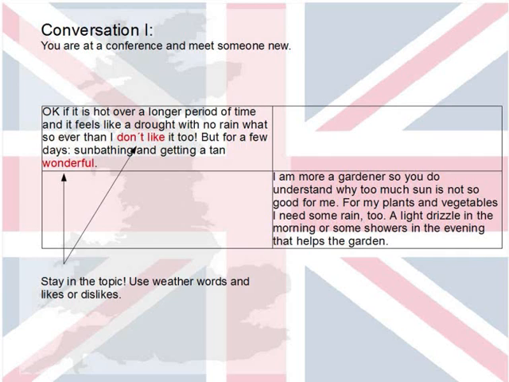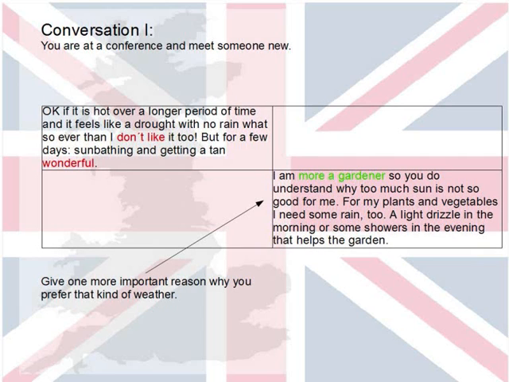Now the interesting part in Tom's answer. He gives us a very, very important reason why he doesn't like the hot weather. And he's telling us, I'm more a gardener. So this is the reason. And very important, here we can see he gives us more clues about his life, more clues about his personal preferences, and so this could lead to another small talk topic.